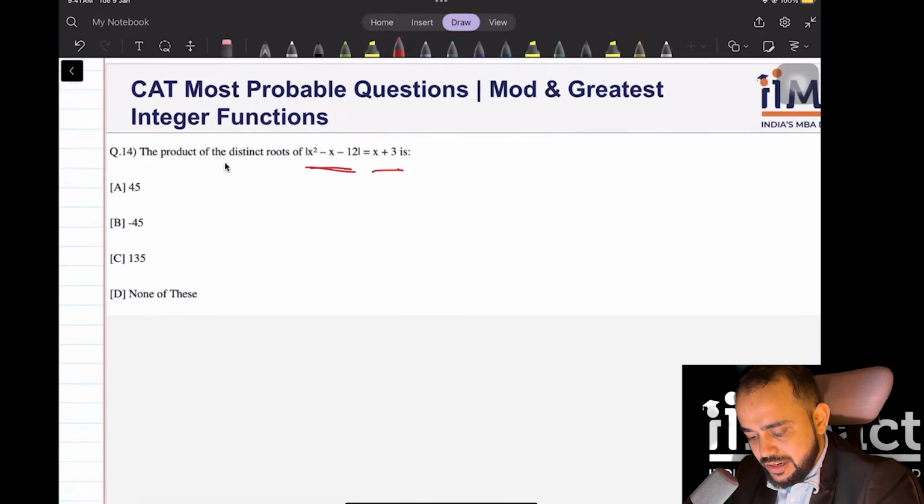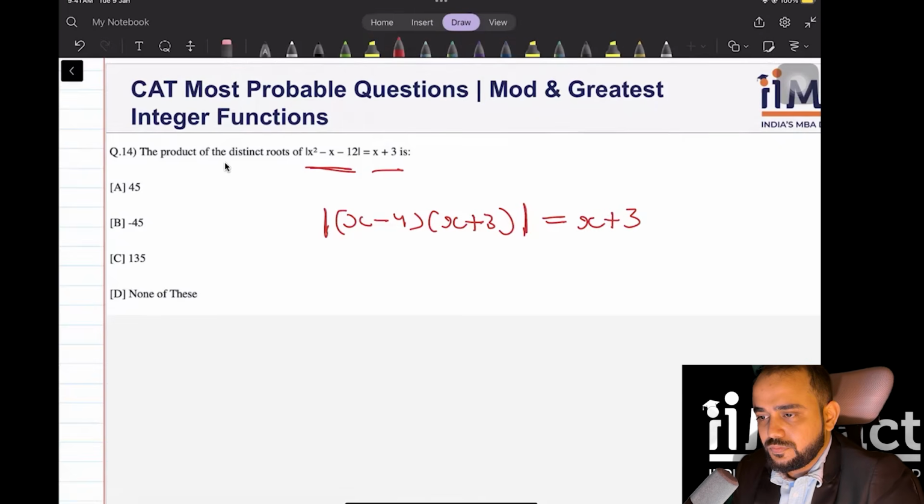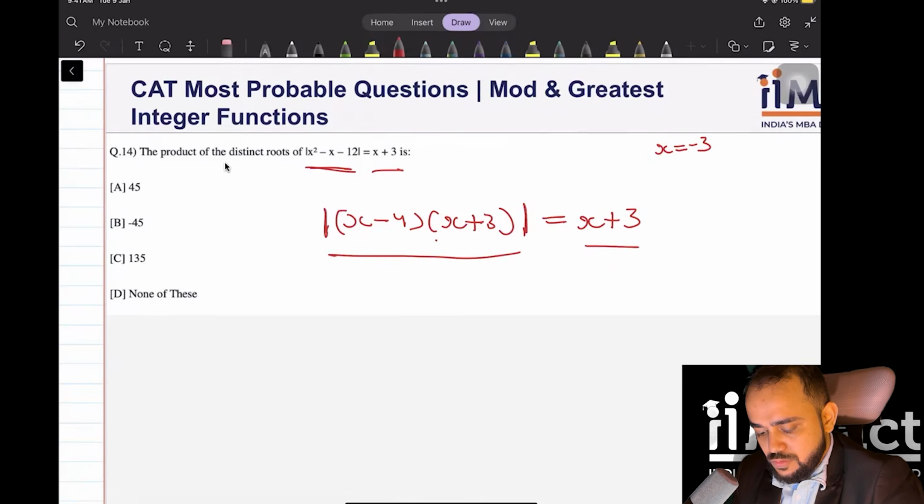This is easily factorized as x minus 4 into x plus 3 mod is equal to x plus 3. So obviously x is equal to minus 3 is going to be a root, right? Because this entire thing will become 0 and this will become 0. So apart from that, let me write this as mod of x minus 4, and let me write this as mod of x plus 3.